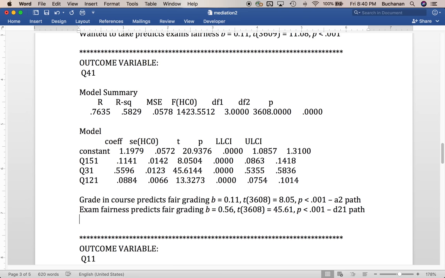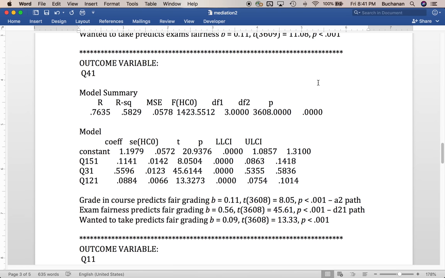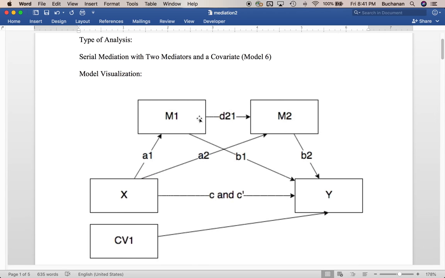And then we have our adjuster, which says wanted to take predicts fair grading. So if I wanted to take this course, I think the grading system is fair, 0.09. And that one is just less so than the others. These are all on the same scale, so I can kind of compare them directly. The next set of equations is going to give you X plus M1 plus M2 predicting Y. So we're going to get the B1, B2, and C prime paths. Now we're getting into the second half of the model here.